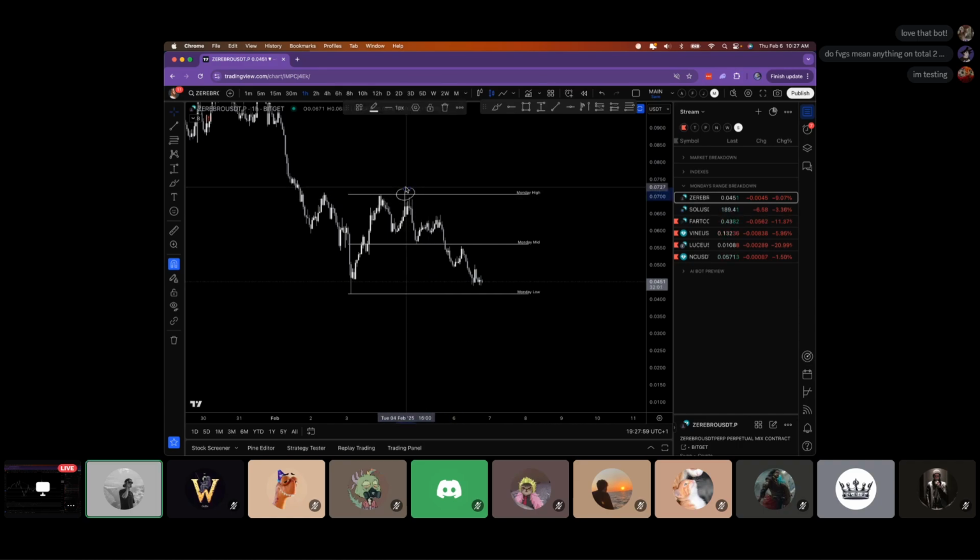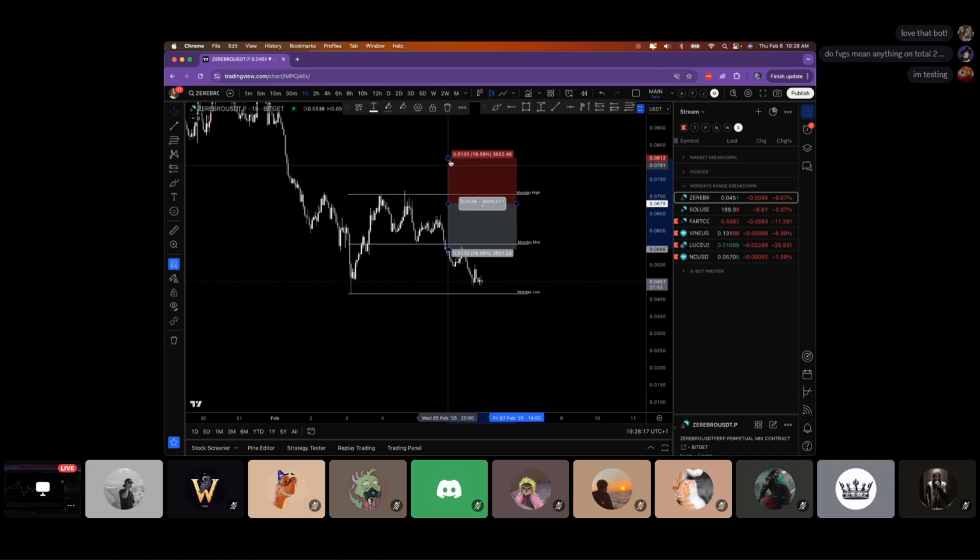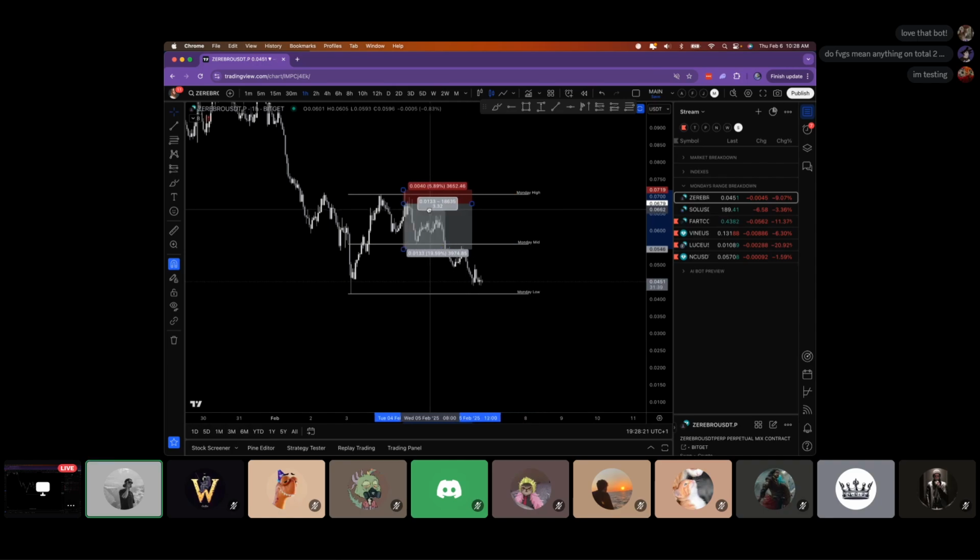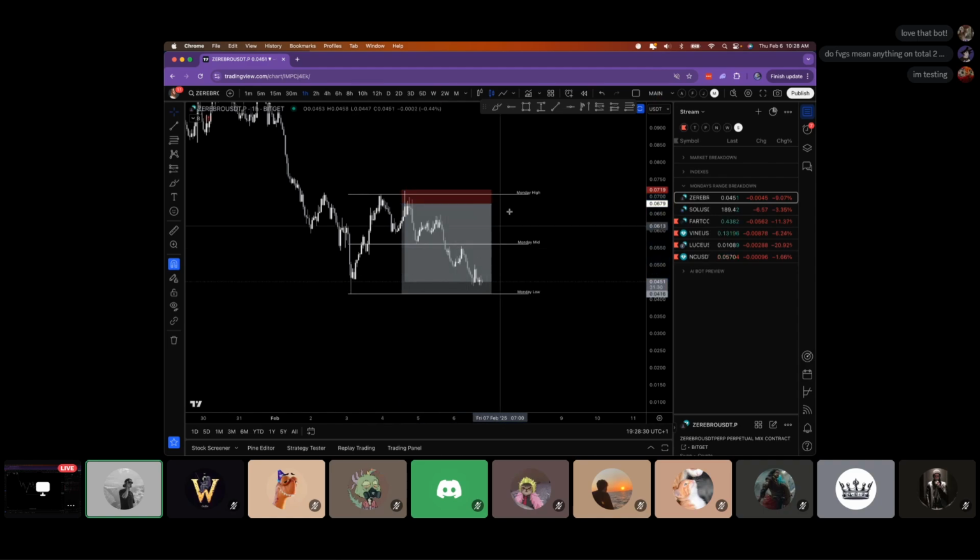That is a beautiful rejection, right? At any point, you could have positioned within this block here, stops above here, or acceptance above Monday high, and you could have targeted Monday's low, right? So it's a bit of a wide stop, but also this coin is so volatile that you can play 70% stops, and even the range is 40%, just ridiculous.